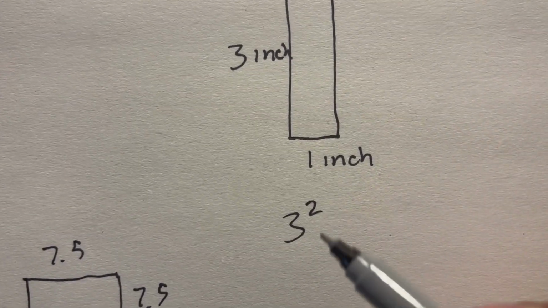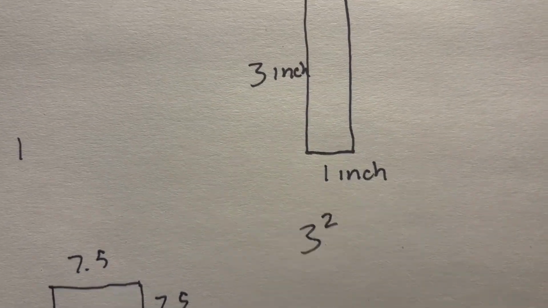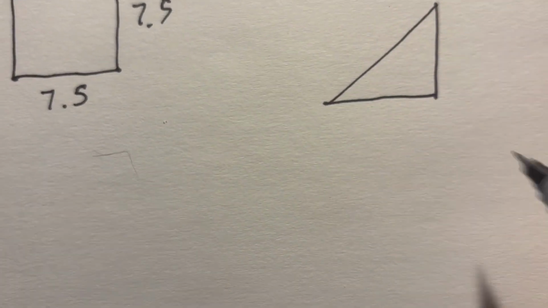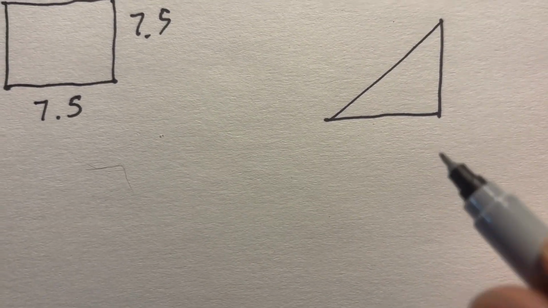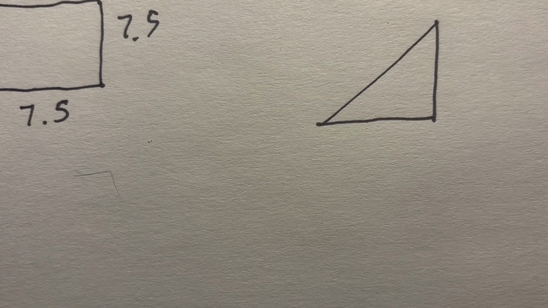But this will always convert it into a square. We could learn how to do triangles, 3-point areas. And there's a little formula that you could do to figure it out.